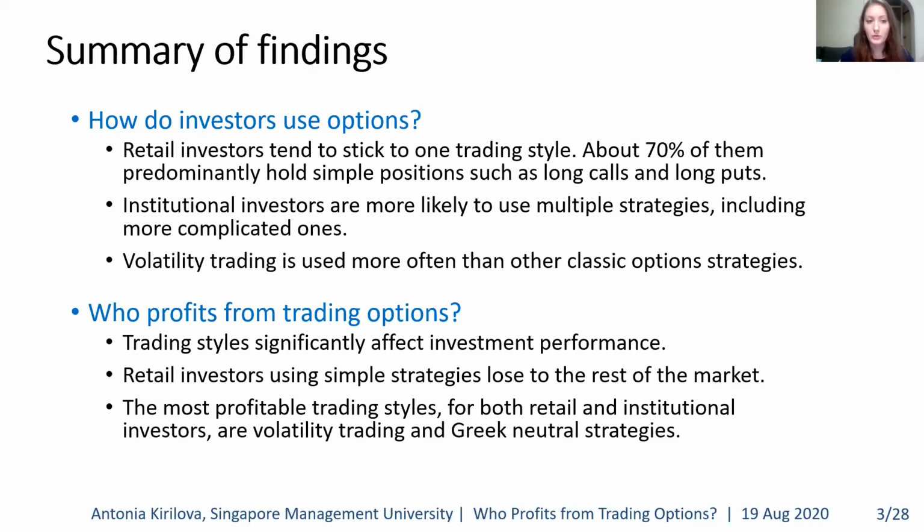And who profits from trading options? First of all, we want to show that trading style matters. A trading style significantly affects investment performance. In particular, retail investors using simple strategies lose to the rest of the market. The most profitable trading styles for both retail and institutional investors are volatility trading and Greek neutral strategies. So those investors who are able to use more complex trading styles profit more, regardless of whether they are a retail investor or an institution.